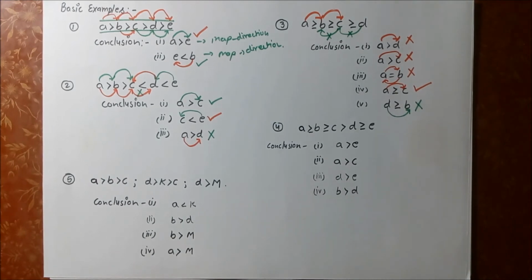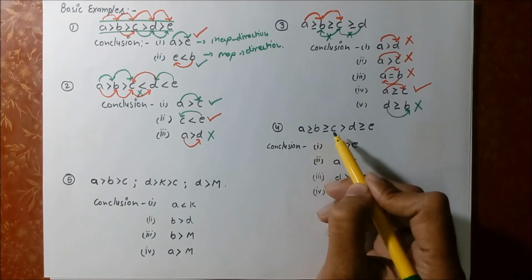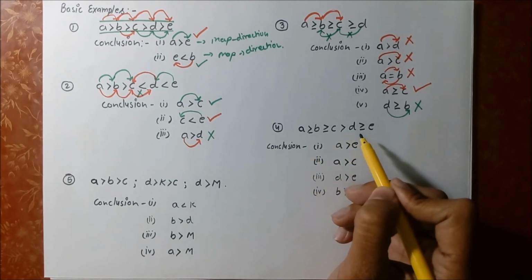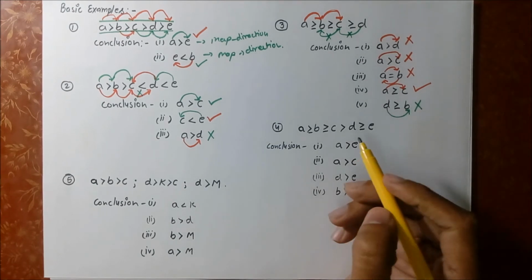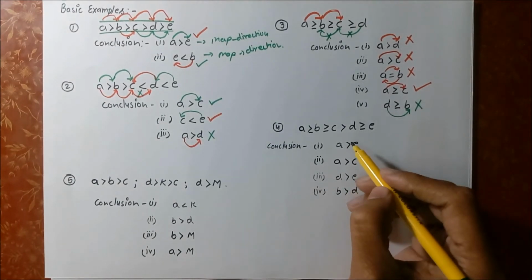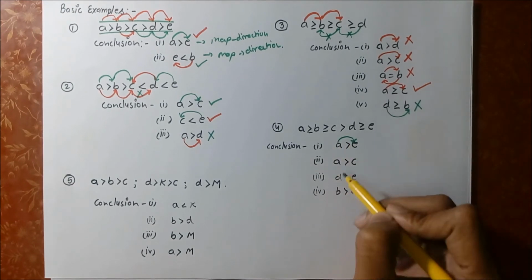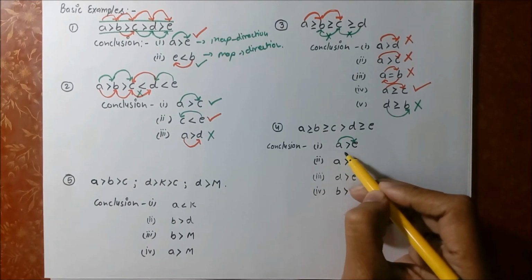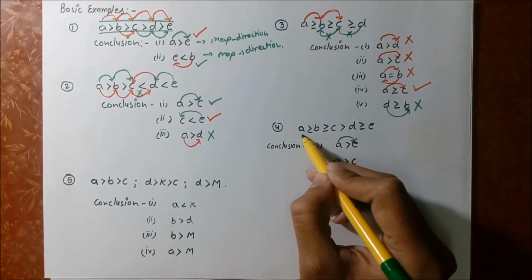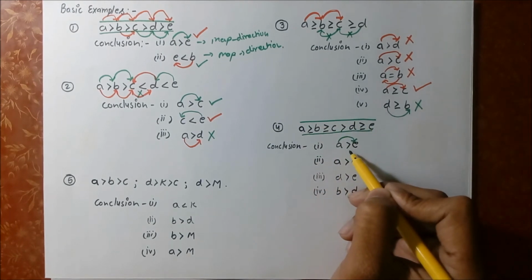Check example number 4. A is greater than equal to B, is greater than equal to C, is greater than D, and greater than equal to E, right? Conclusions are like that. They are saying A to E, and they are saying definitely by only this door you can go through your tunnel by this route only, right?